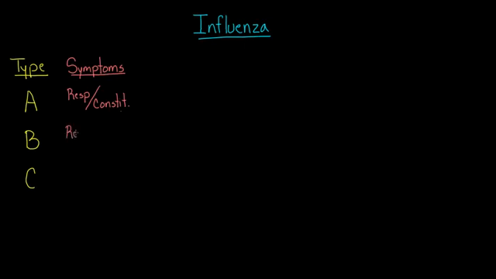And for type B, it's actually pretty much the same. Sometimes people say type B is a little bit more mild than type A, but generally speaking, it's very hard to know whether you have type A or type B flu. So these are the first two, right? These are the classic way we think about flu: respiratory symptoms and constitutional symptoms, right?